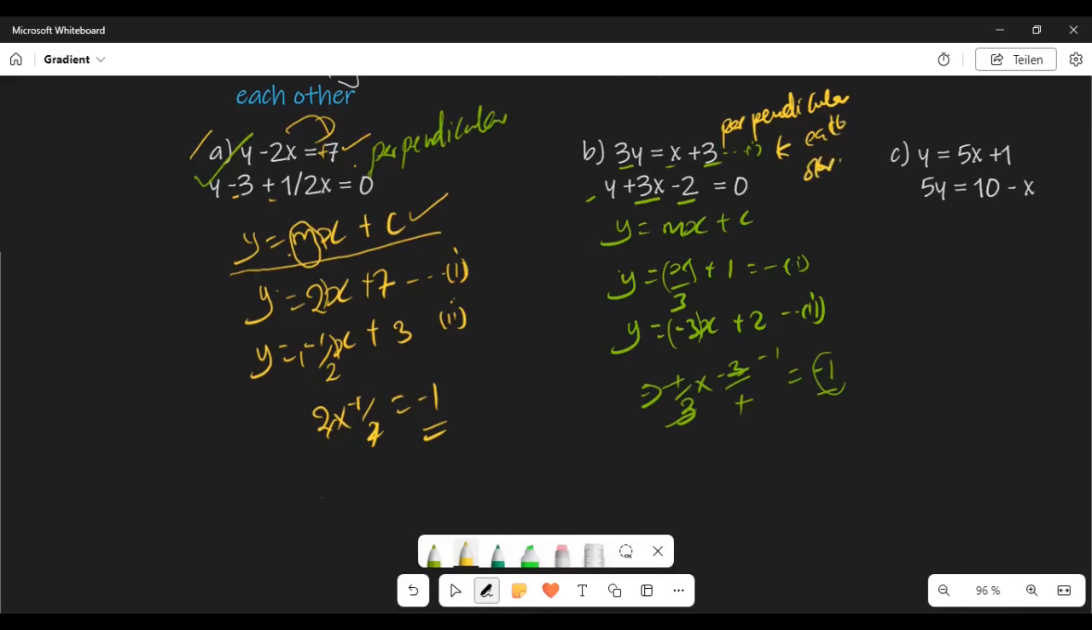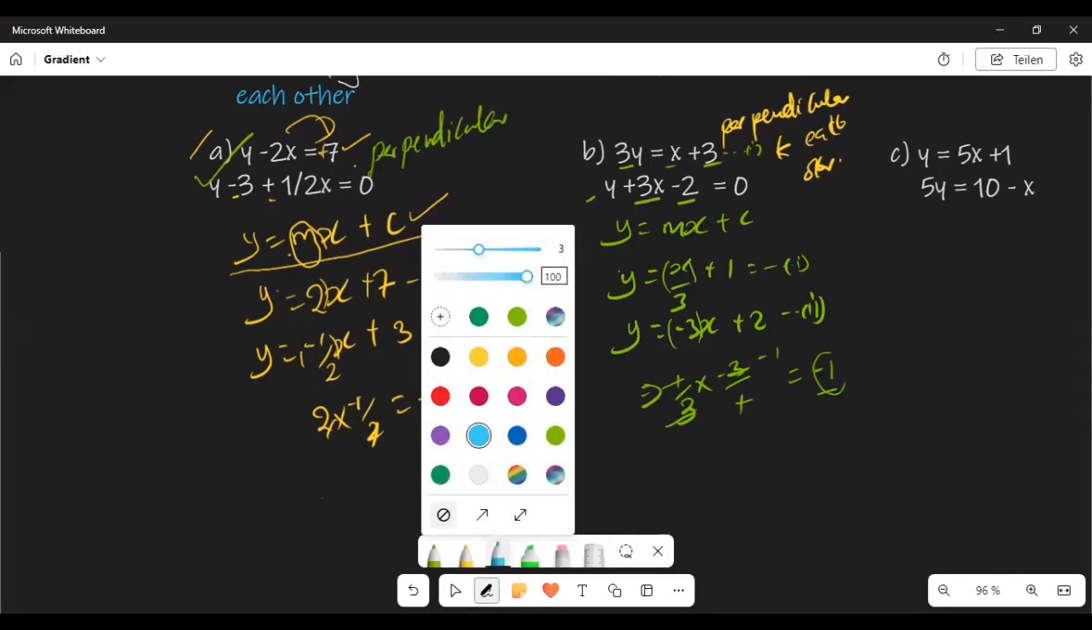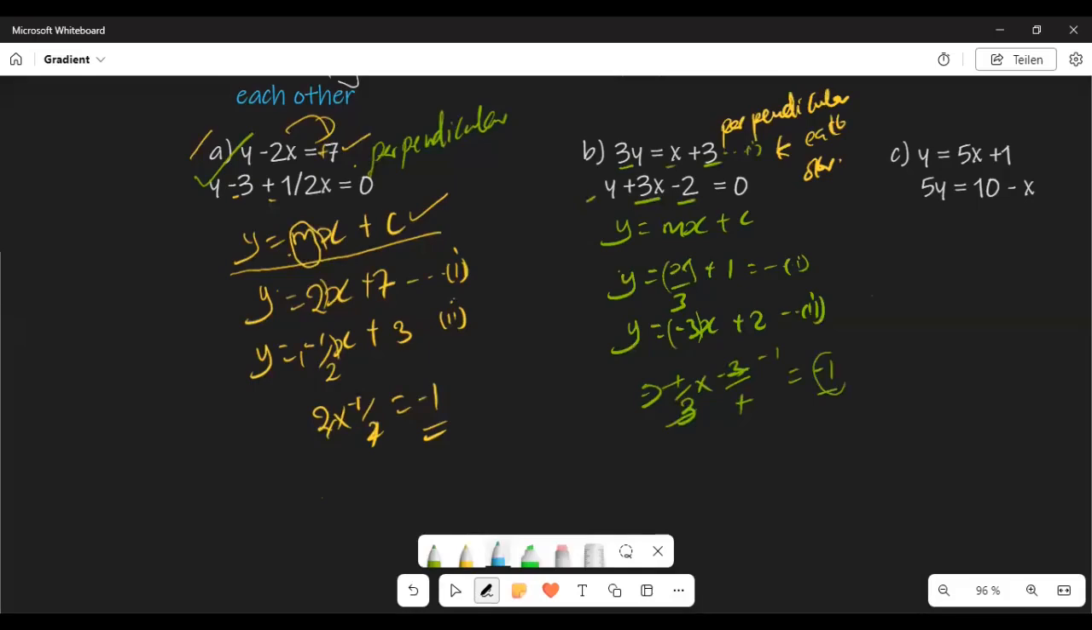Yeah, let's try the last one. It's always nice to work with this kind of calculation. It's just an amazing experience to see the numbers. And yeah, just to prove whether the lines are perpendicular to each other.